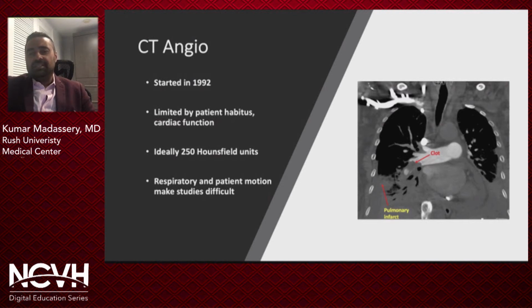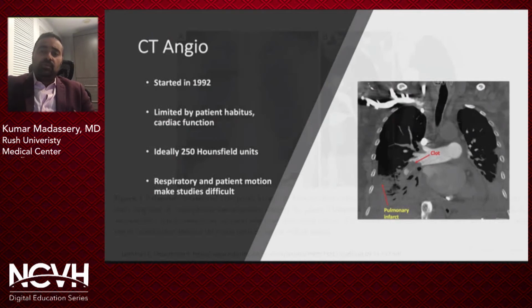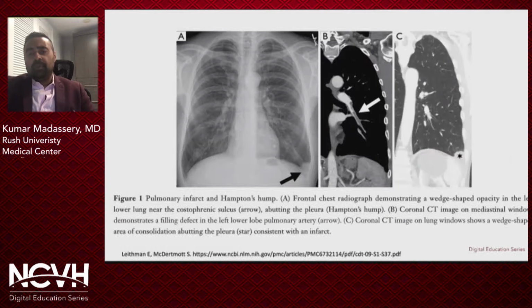It still tends to be decent for any major saddle PEs or other issues like that, but these little motion artifacts can cause quite a bit of dilemma if you're trying to look at the smaller secondary, tertiary branching of the pulmonary vessels. However, the scanners are getting faster and faster, so we're getting a little bit better with the technology helping us get over some of those limitations.